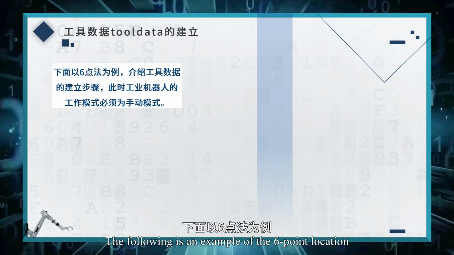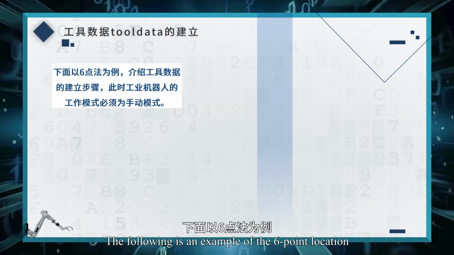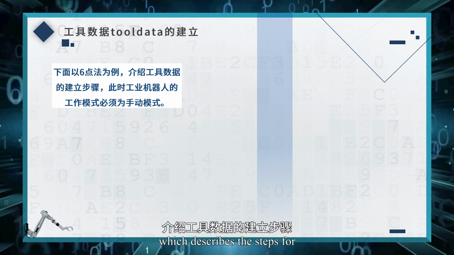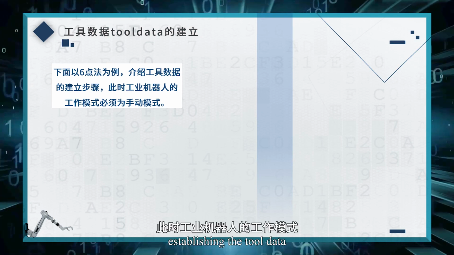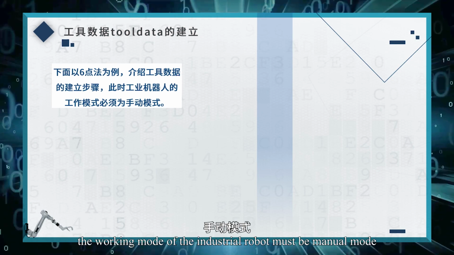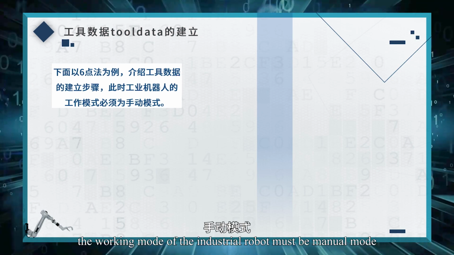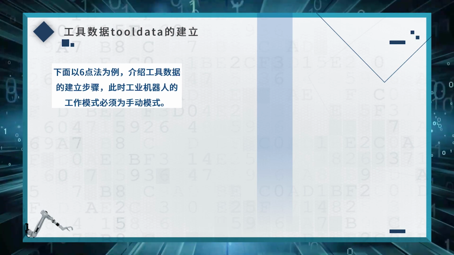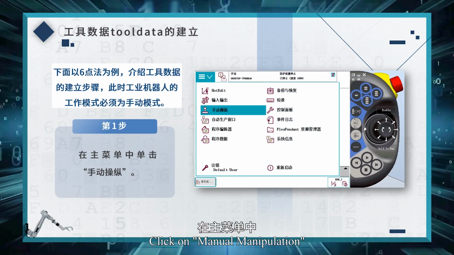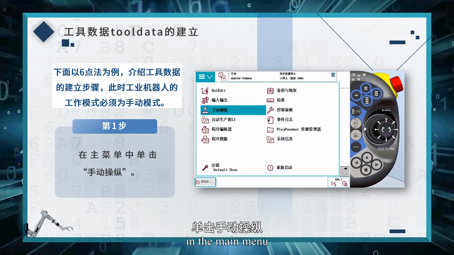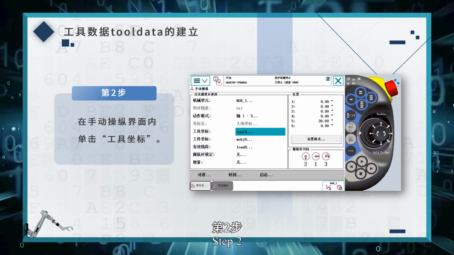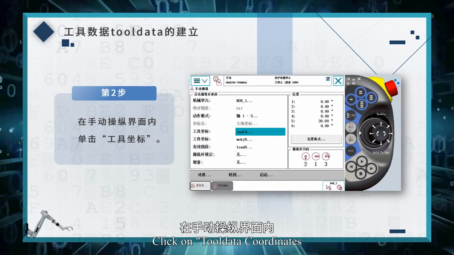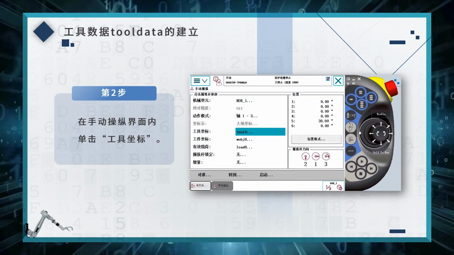The following is an example of the 6-point location, which describes the steps for establishing the tool data. At this time, the working mode of the industrial robot must be manual mode. Step 1. Click on Manual Manipulation in the main menu. Step 2. Click on Tool Data Coordinates in the Manual Manipulation.